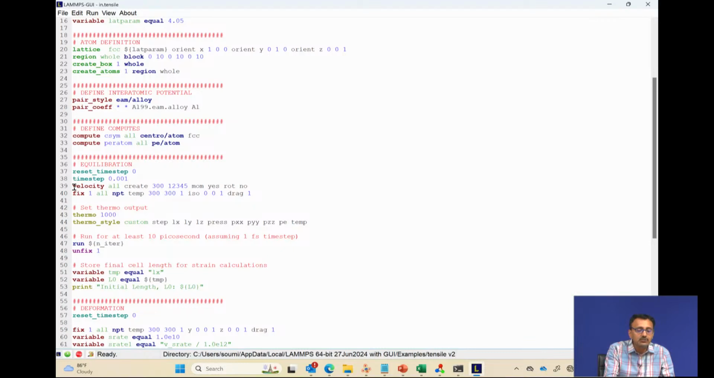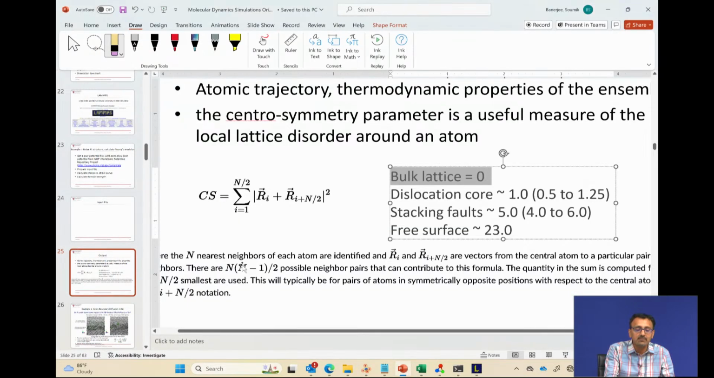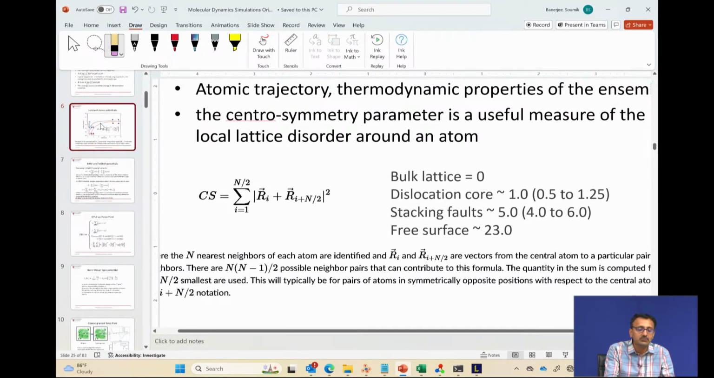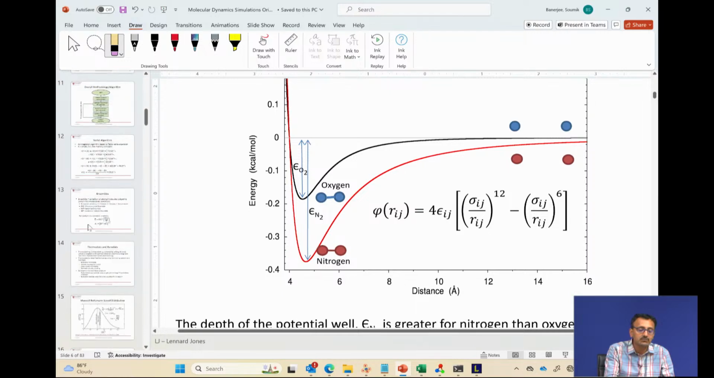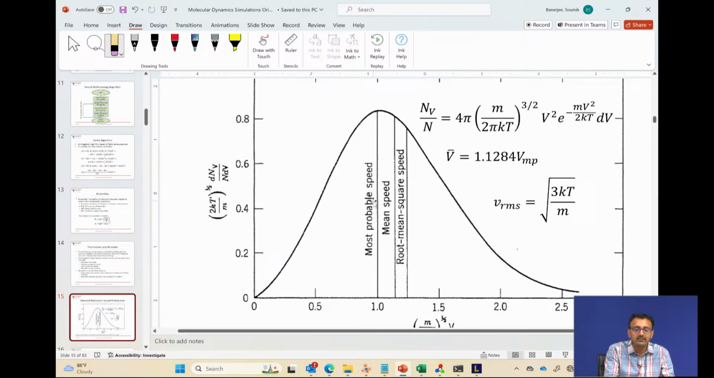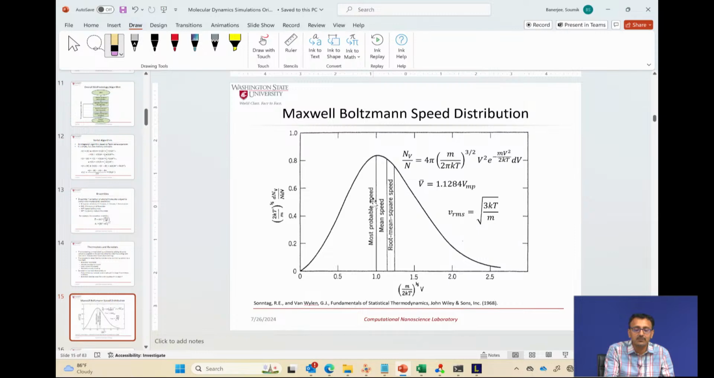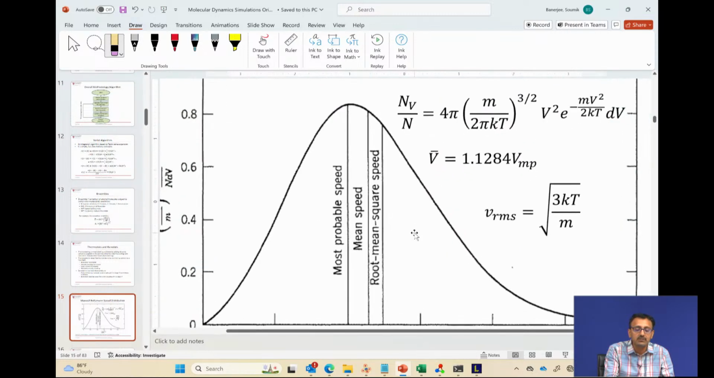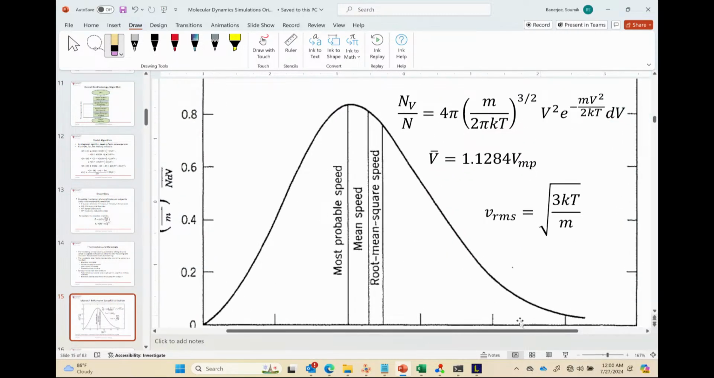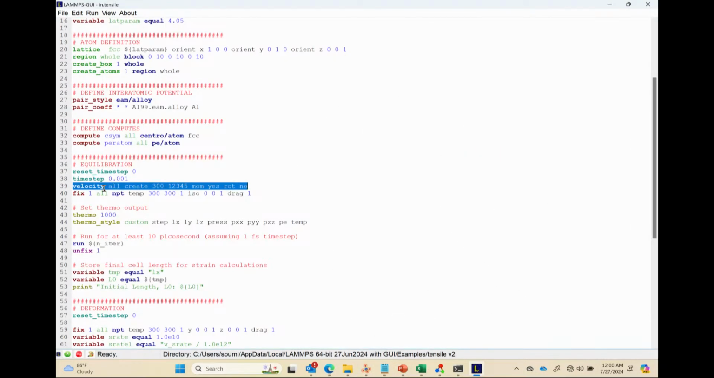The next step is to create an ensemble of velocities for each of the atoms of the aluminum. We discussed this when we were talking about MD simulations in general. Remember the Maxwell velocity distribution, the speed distribution. We discussed this in quite some detail, and this is the velocity distribution that we can generate through this command in the input file, velocity in LAMMPS. We are asking it to create a velocity distribution for all atoms in the system.